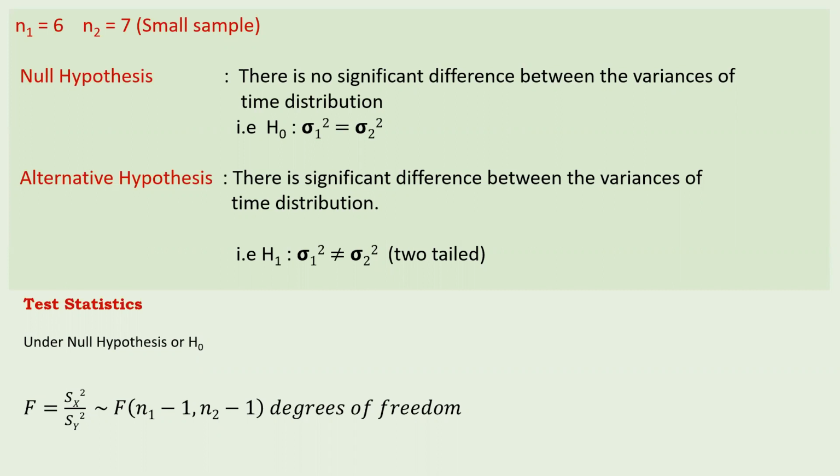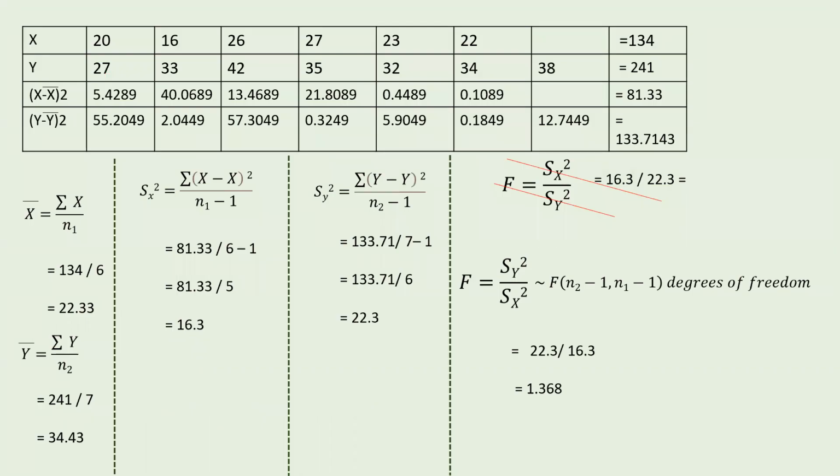So next we will go for the test statistic. The formula goes like this: F is equal to Sx square divided by Sy square, which follows F of N1 minus 1 comma N2 minus 1 degrees of freedom. Next we'll substitute the values in the table. Like the last problem, we have to find X bar, then Y bar, Sx square and Sy square. So we'll find the summation X value. Here in this problem, summation X is 134 and the total of Y is 241. Once we found the total values, we'll substitute in X bar and Y bar.